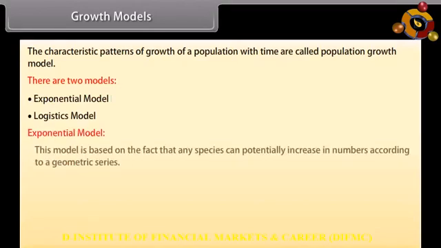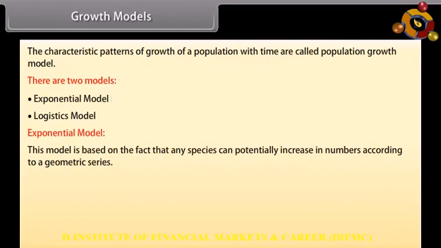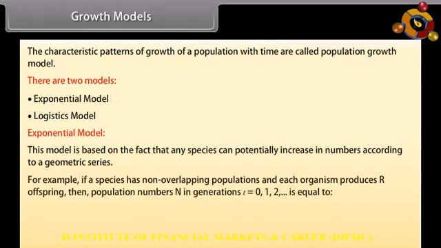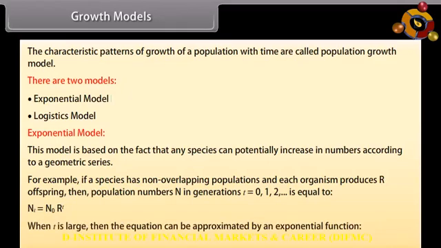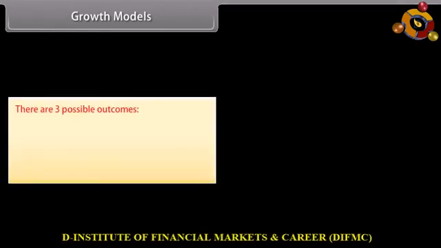Exponential model. This model is based on the fact that any species can potentially increase in numbers according to a geometric series. For example, if a species has non-overlapping populations and each organism produces R offspring, then population numbers n in generations t equals 0, 1, 2, and so on is nt equals n0 into r raised to the power t. When t is large, the equation can be approximated by an exponential function, Nt equals N0 e^(rt).